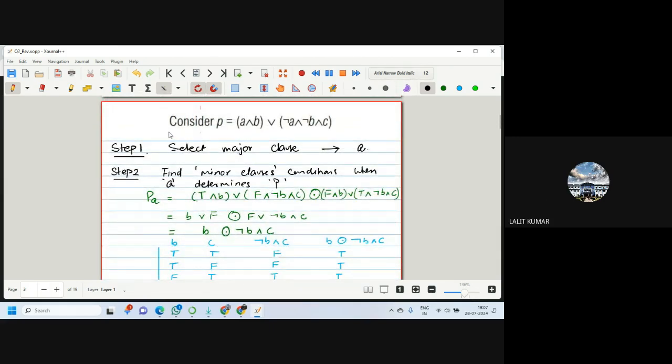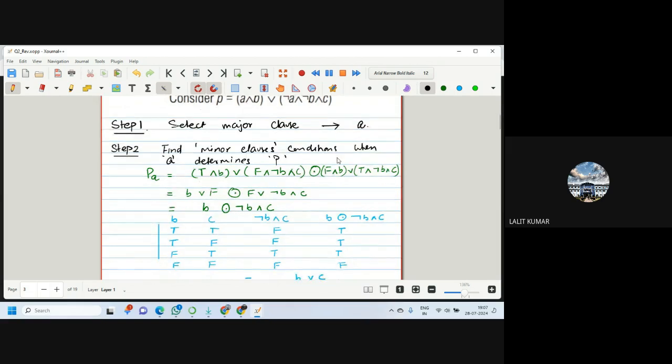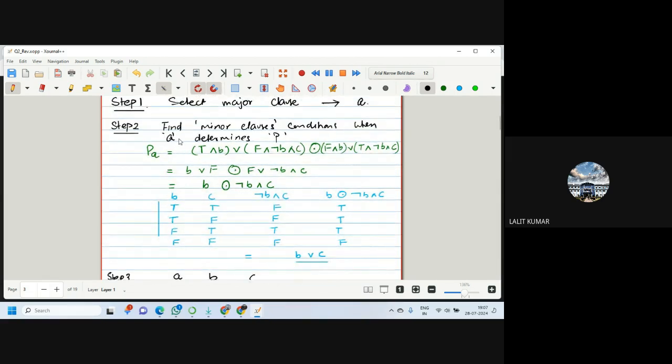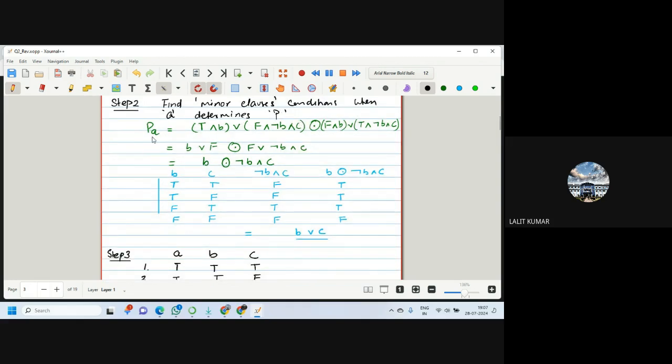So, for example, this is a predicate. Predicate P is equal to A and B, or not A and not B and not C. So I have followed those steps only. Step one, select the major clause. For example, we select A. Now from here, to find GACC, find the minor clauses conditions when A determines P. And this is the procedure which we apply.